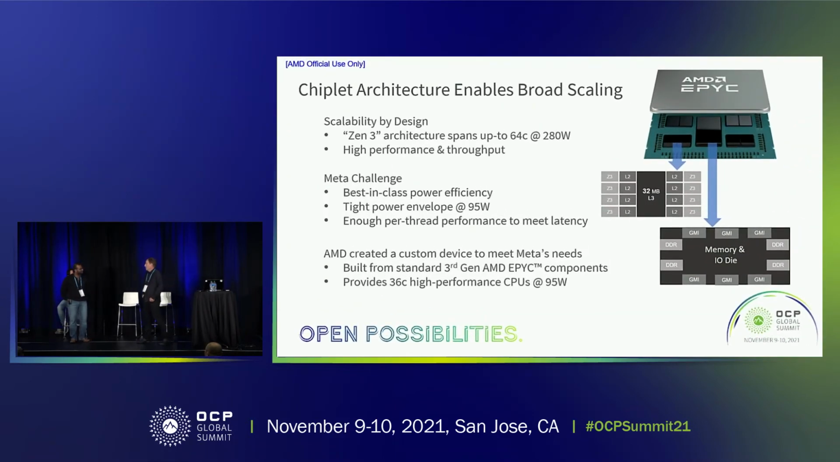Yeah, that's a good question too. So first of all, let me tell you a little bit about our top-of-stack offering from Milan. It's a 280-watt offering at 64 cores. Now, as you heard earlier, we have a power envelope of 95 watts for North Dome that we had to operate in. And these guys kept us true to it all along the way. So that's a far cry from 280 watts.